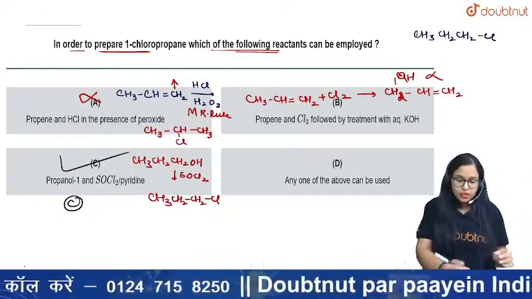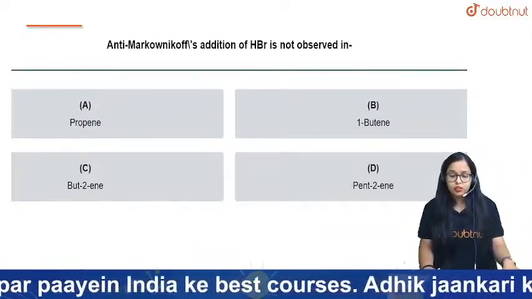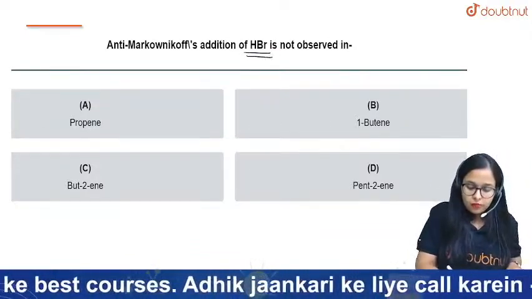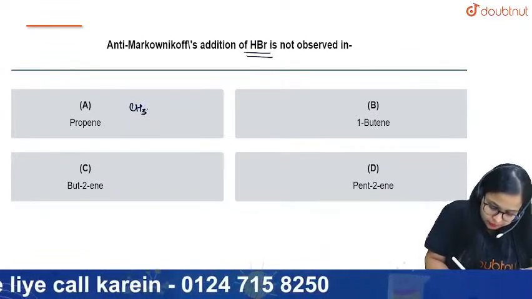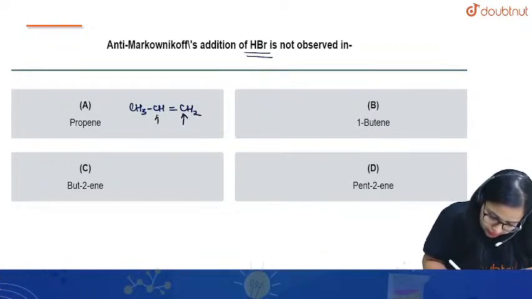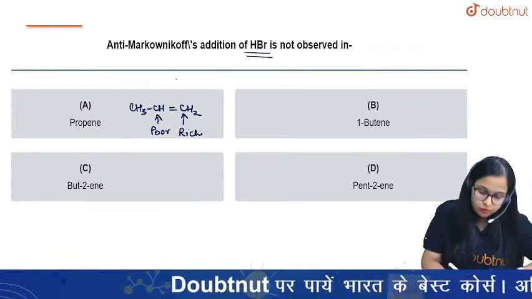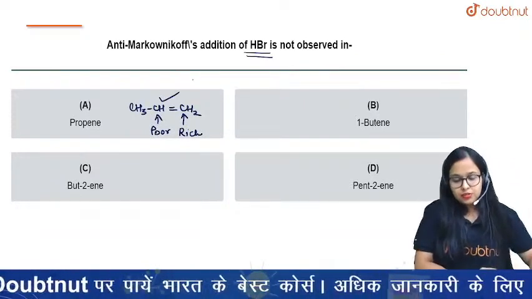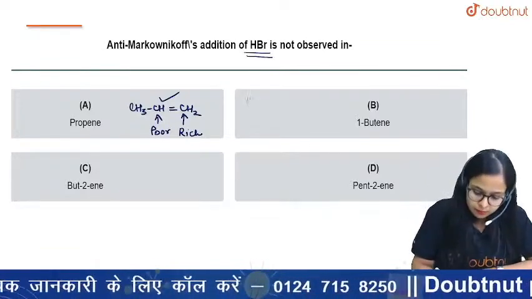Alright, so this is the way you have to think. Okay. Now, anti-Markovnikov rule of HBr is not observed in. If we check this, CH3CH=CH2, these two carbons are different. We can distinguish them as rich and poor. Anti-Markovnikov rule can be followed when HBr is taken in presence of peroxide. It can be followed.